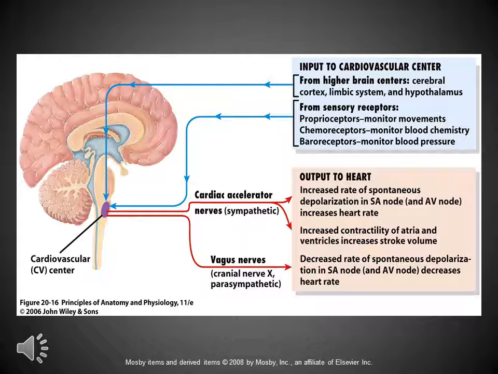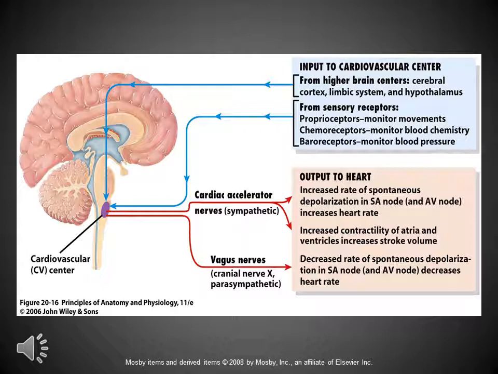The cardiovascular center is going to receive impulses from higher brain centers like the cerebral cortex, the limbic system, the hypothalamus. They're all going to be sending information to it. It's also going to be receiving information from sensory receptors, proprioceptors, which are going to monitor body movements. Chemoreceptors are going to be extremely important. As hydrogen ion concentrations change, that's going to heavily influence the CV center. Also, baroreceptors, which monitor blood pressure, particularly in the carotid arteries, are going to send information to this center.